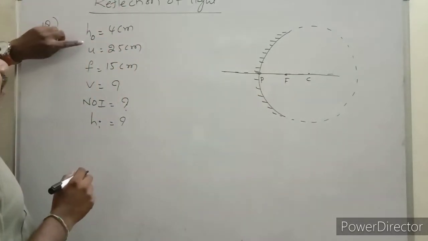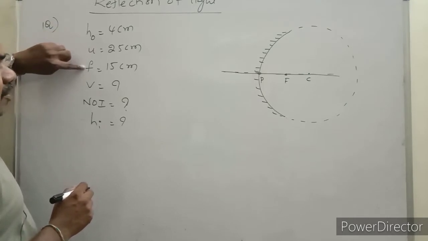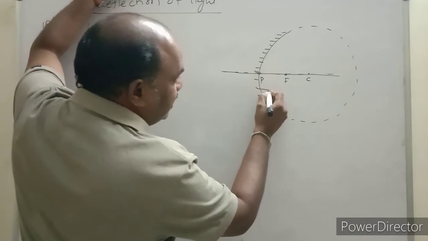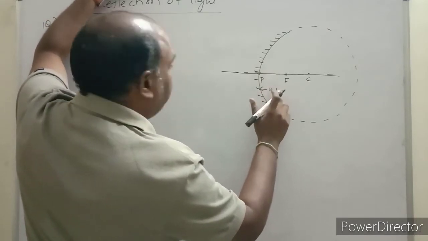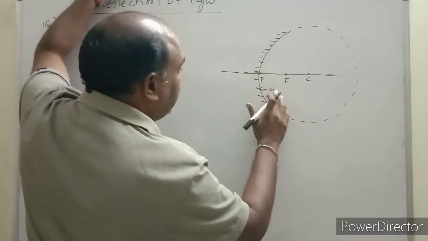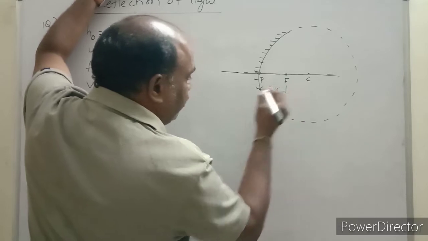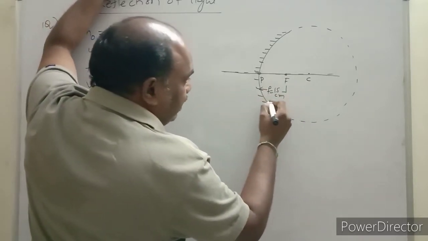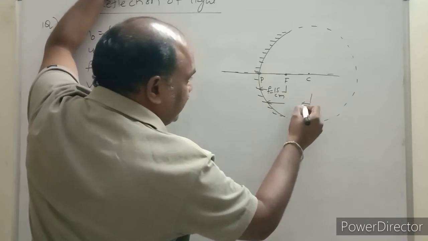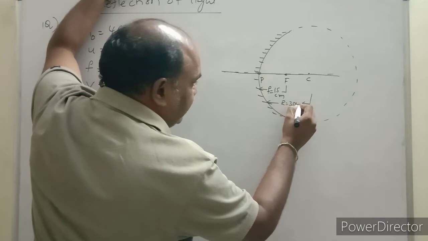Now what is given? Object distance is given as 25 centimeter. Focal length is given as 15 centimeter. Focal length means the distance between the pole and the focus. The distance between the pole and focus is 15, so what is the distance between the pole and the center of curvature? This is nothing but the radius of curvature, 30 centimeter.